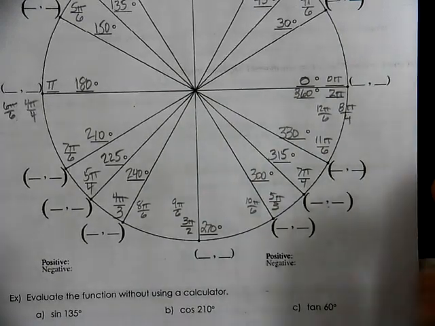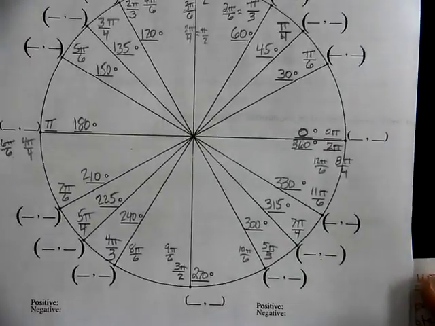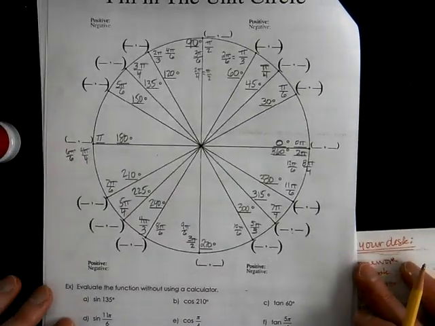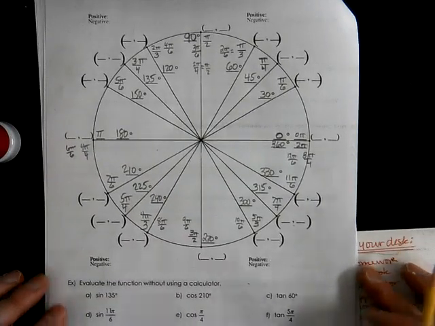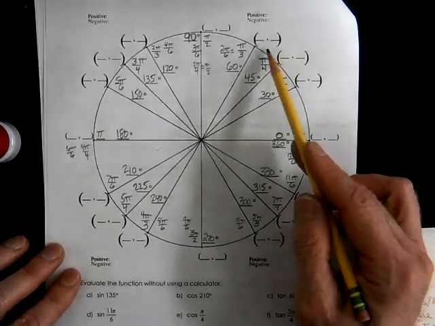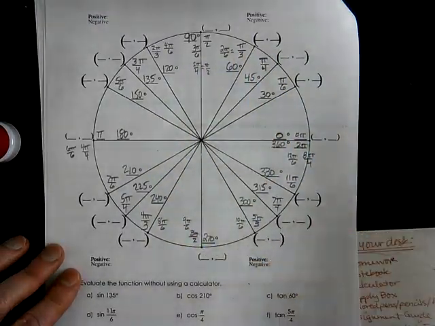So those are all your degrees and radians for the unit circle. Our next one will talk about the coordinates around the unit circle.